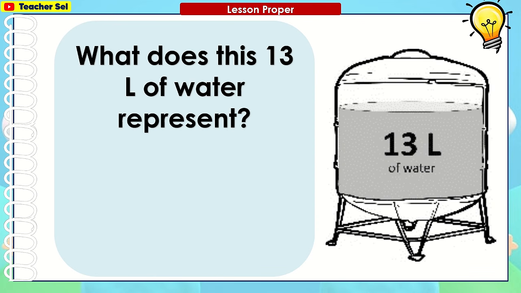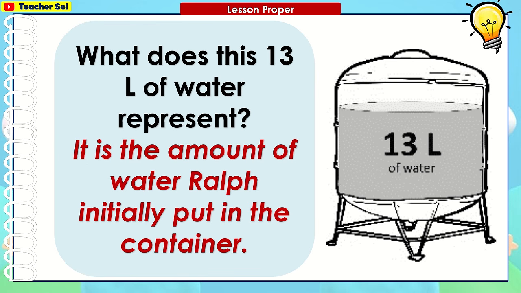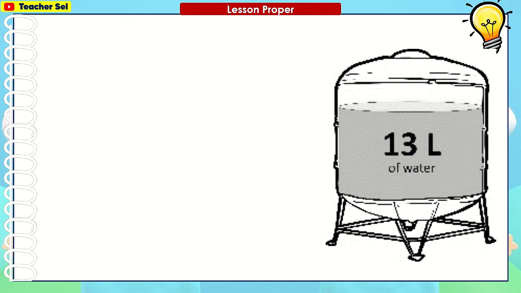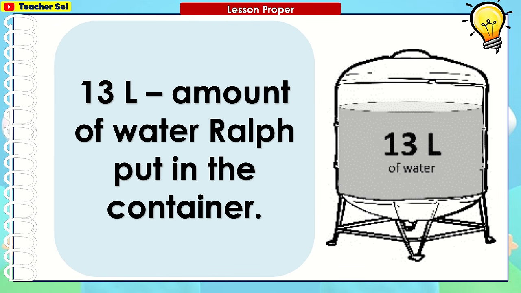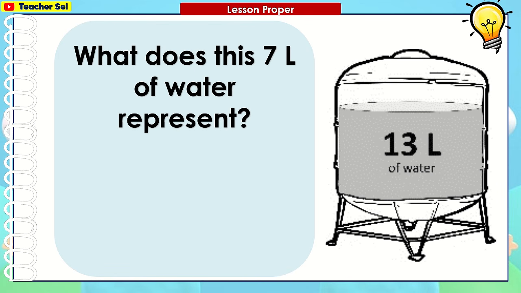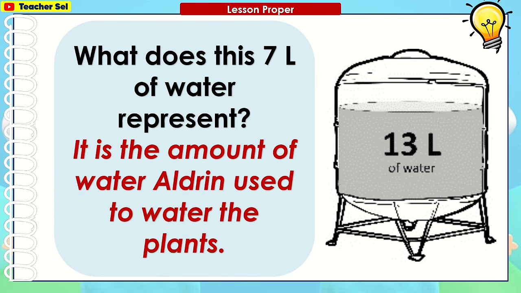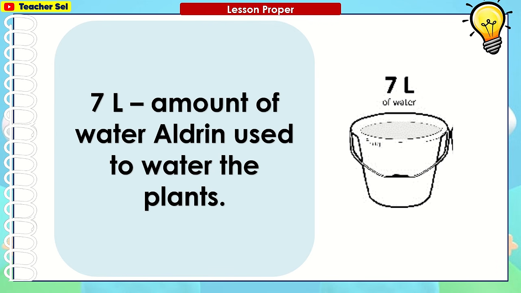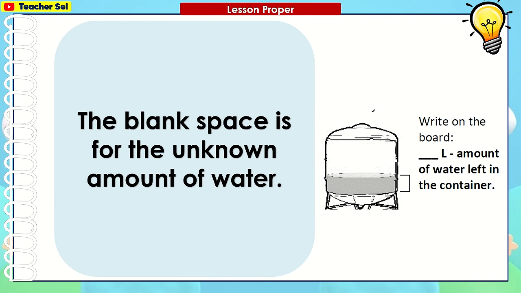What does this 13 liters of water represent? It is the amount of water Ralph initially put in the container. 13 liters, amount of water Ralph put in the container. What does the 7 liters of water represent? It is the amount of water Aldrin used to water the plants. 7 liters, amount of water Aldrin used to water the plants. The blank space is for the unknown amount of water.